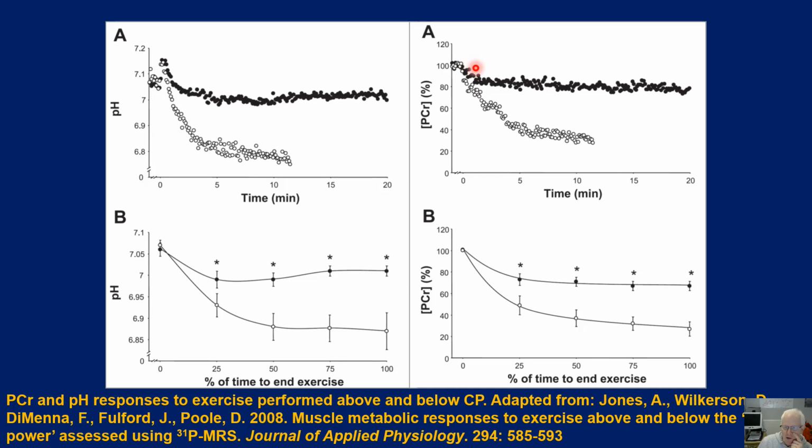So we get a steady state response for PCr and a steady state response for pH in the heavy domain, and non-steady state responses for pH and PCr in the severe domain, and this is just average data across those two conditions. So quite significant differences that you're seeing for exercise above and below the critical power.